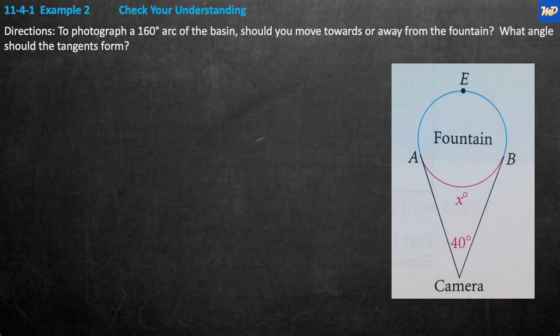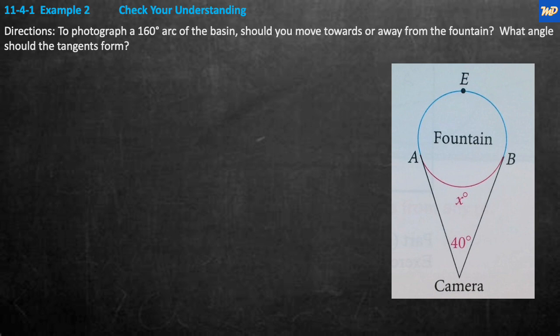So there's a two-part question. Should you move forward or backwards? You need to get the 160. Right now you're getting 140 with the last slide. What do you have to do to get 160? Move farther away or move closer? That's one question. And the other thing is, what angle should the tangents form to get the 160 degrees around the fountain? So what you're talking about is a larger arc closer to the camera. Go ahead and try it. When you come back, we'll try it together or look at it.